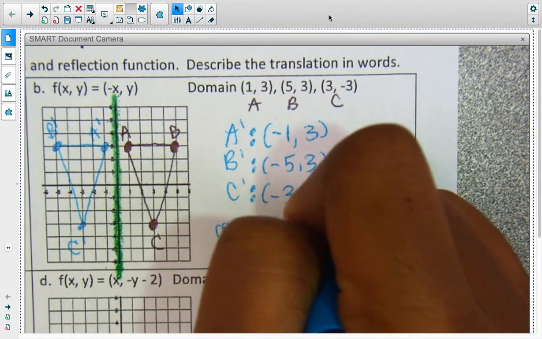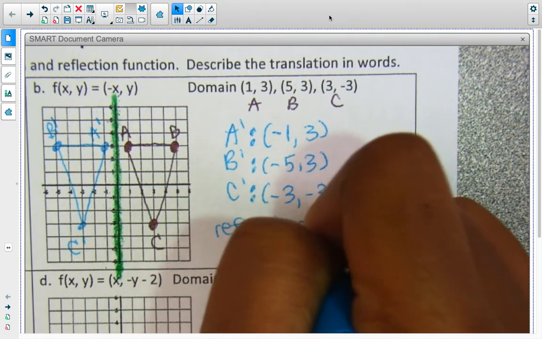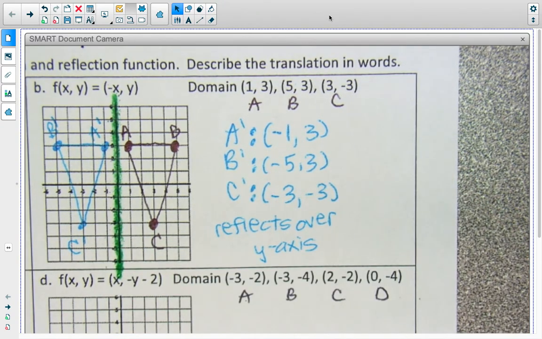Reflects over y-axis. And ta-da! So that is our rule for B. Okay, let's move on and see what other kind of things we can discover.